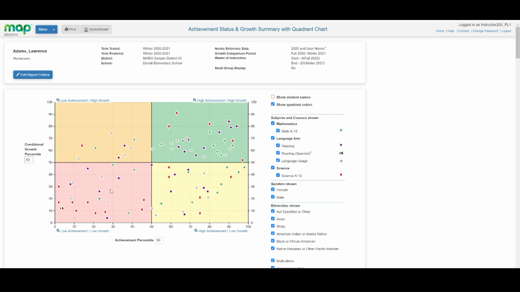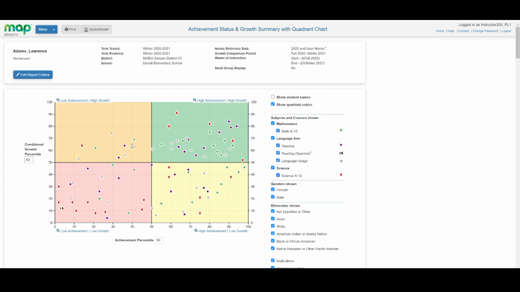And then finally, this group in red are students who are performing less than the 50th percentile in terms of achievement and are not growing as fast as their peers. So this is a group that we should be identifying for some levels of supports because their achievement levels are lower than their peers and they're not growing fast. So they're at risk of that achievement gap widening.